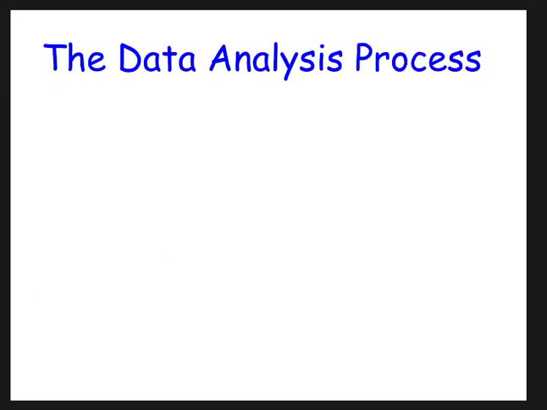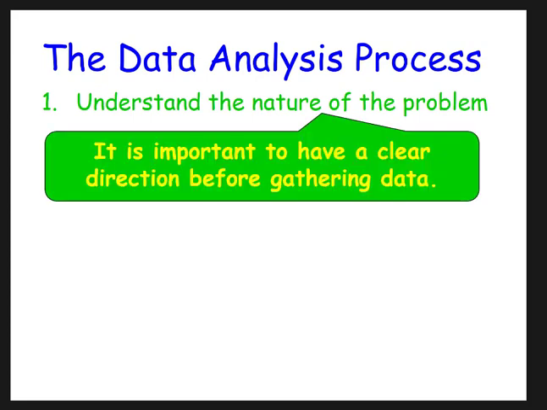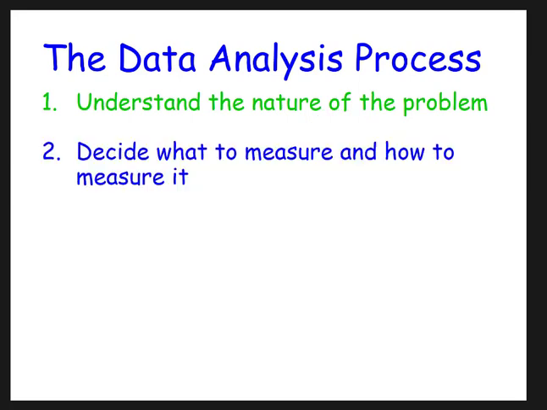So the process of analyzing data. First, we need to understand the nature of the problem. What is it telling us? What are the things that attribute to the variability in that data? It's important to have a clear direction before we gather data. What is it we're trying to find out? What are we trying to study? Partly because we need to define the population to accurately do anything with it. Decide what to measure and how to measure it.